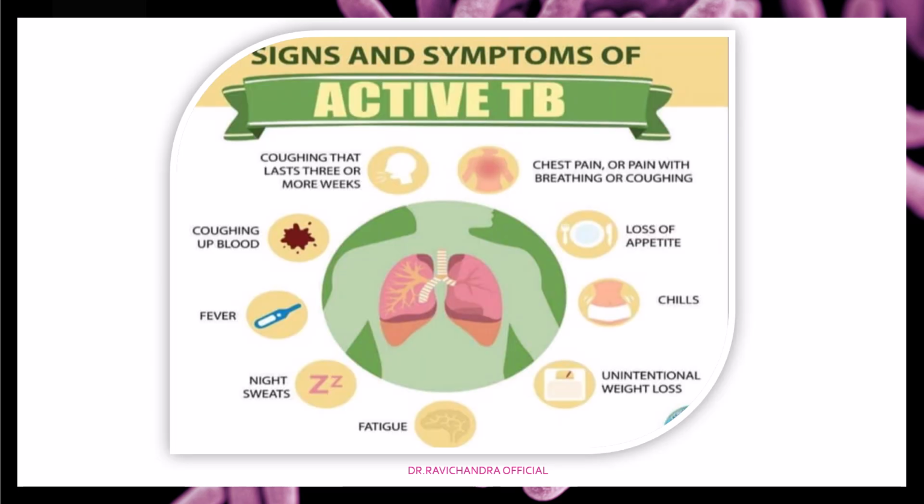So the signs and symptoms of active tuberculosis can be coughing that lasts 3 or more weeks, coughing up blood, fever, night sweats, fatigue, unintentional weight loss, chills, loss of appetite, chest pain or pain with breathing, that is dyspnea or coughing. Or postural variation may cause respiratory distress called orthopnea.